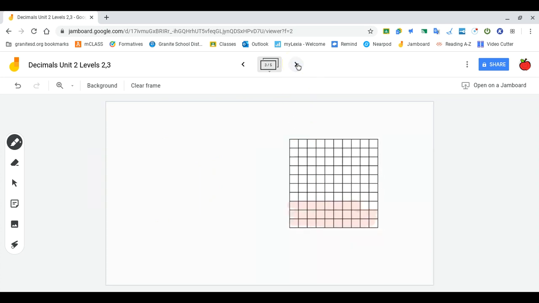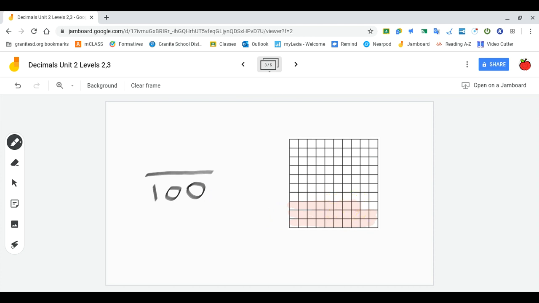I can use the same strategy even when the columns are filled in rows instead of going up and down this way. So I'm going to start by identifying that my denominator is hundredths. And then skip counting. 10, 20, I need to stop there. This is 21, 22, 23, 24, 25, 26, 27, 28.